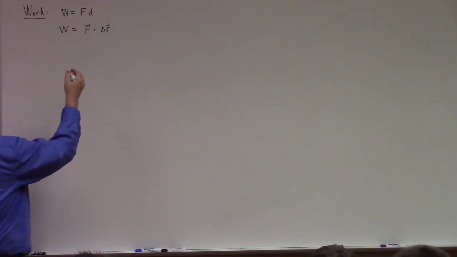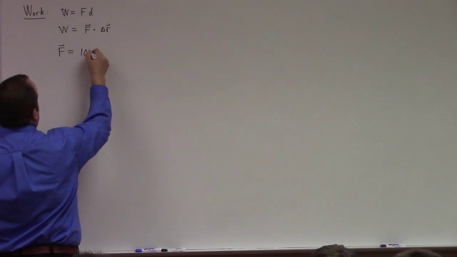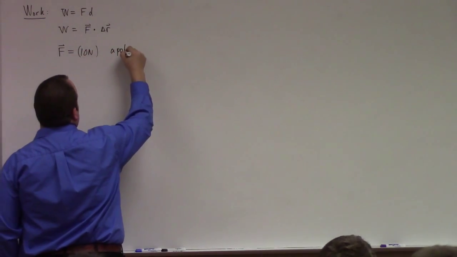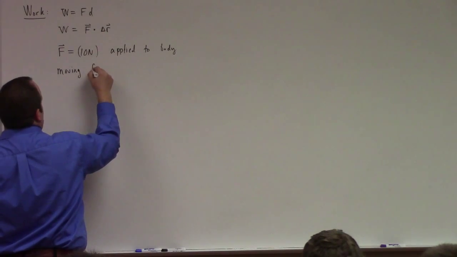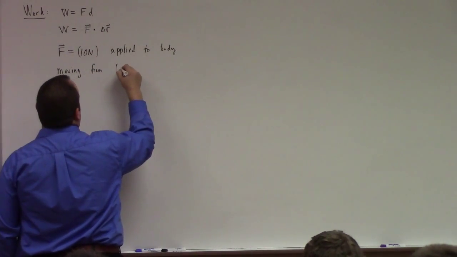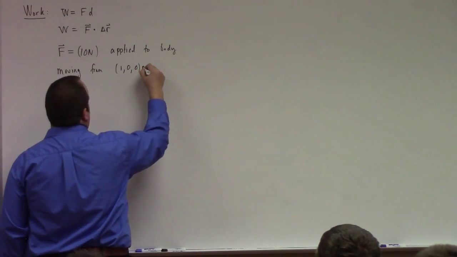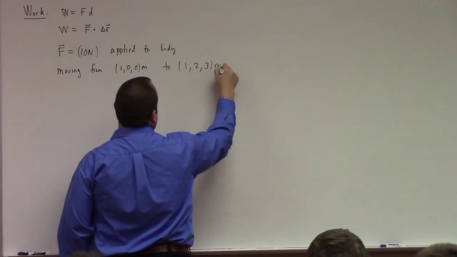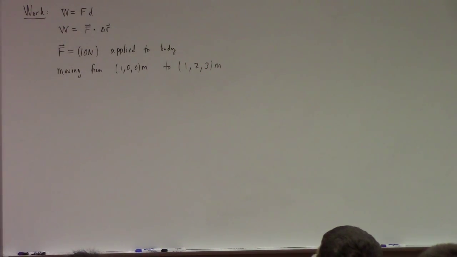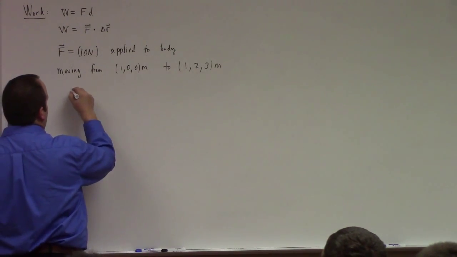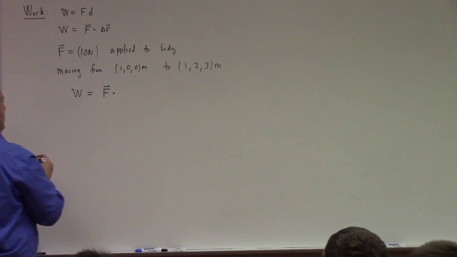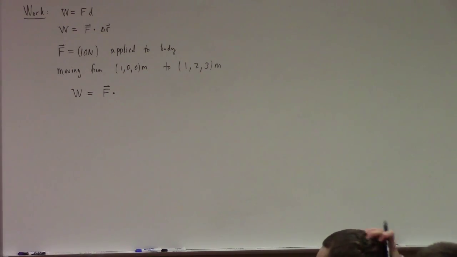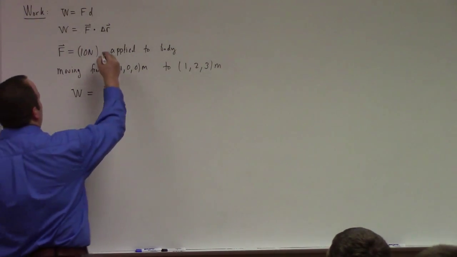For example, if we had a force, say 10 newtons, applied to a body moving from 1, 0, 0 meters to 1, 2, 3 meters along the line segment, you could calculate the work. What would the work be? It'd be the force. Now, I've got to tell you what direction the force is going. I told you the vector equals 10 newtons. That's a problem, isn't it? What direction do you guys want to make it go? Backwards? Okay, I'll make that minus x hat then.